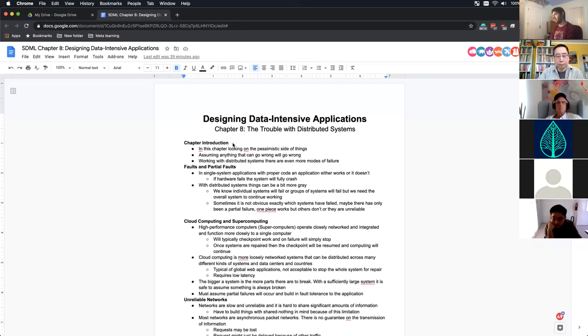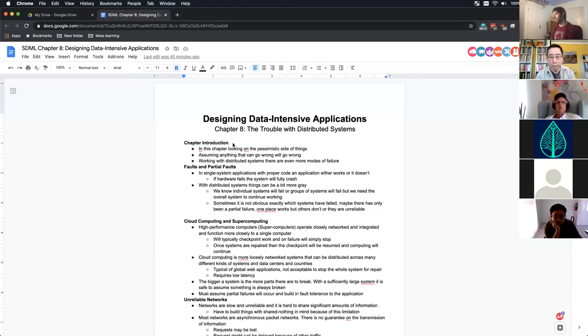And so the first section, we're looking at faults and partial faults. When you do this with a normal single system application, so you just have your one application running, your Google Chrome or whatever, if it fails, you expect it to just completely fail. But when you're doing something with distributed systems, it can be a bit more gray, because many different systems can still be operating normally, but only a subset of them might be operating incorrectly. And that can manifest in a lot of different ways.